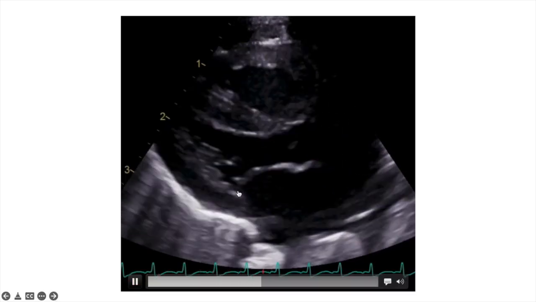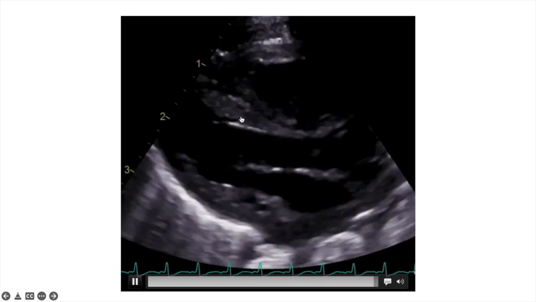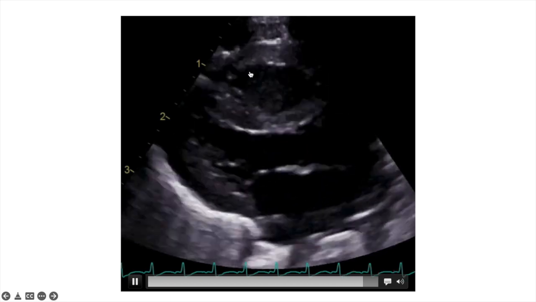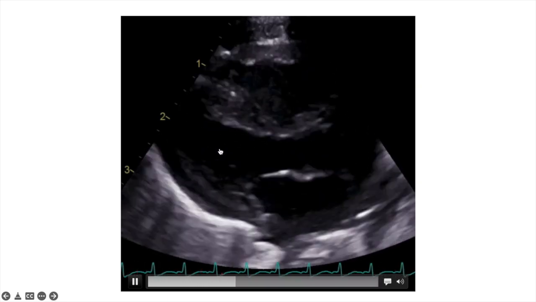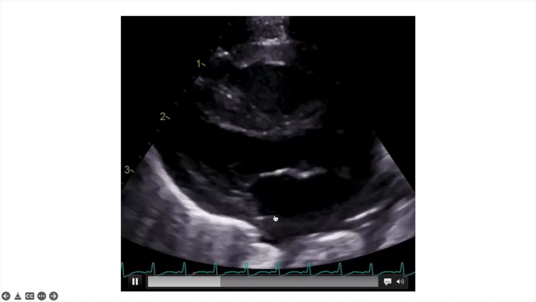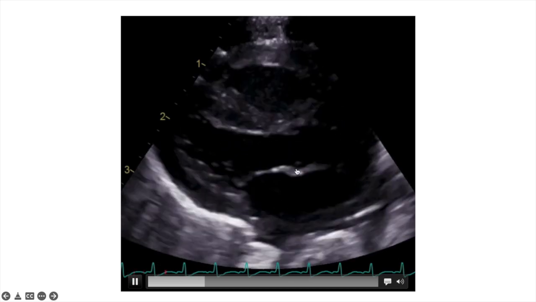Now I'm going to show you how to calculate the LA-AO ratio using echocardiography. So this is a parasternal long axis view. As you see here, the right ventricle is on top, the left ventricle is at the bottom here with the interventricular septum in between. The most posterior structure of the heart is the left atrium, which is here, and this is the aortic valve here.